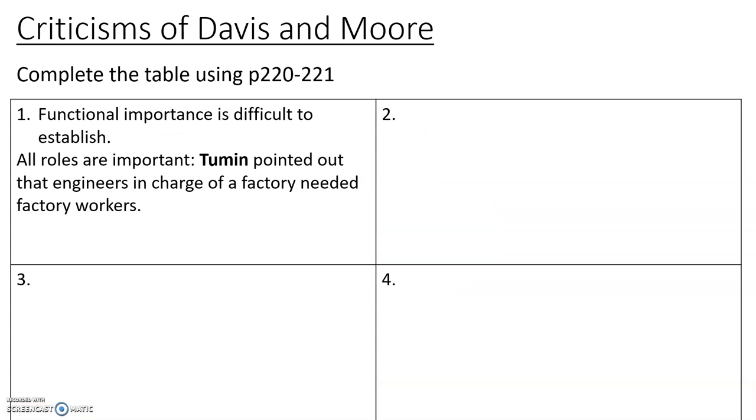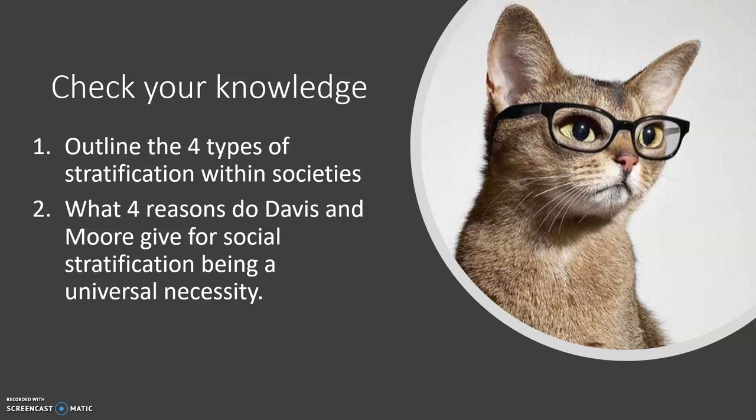What I would like you to do is to come up with 4 criticisms. You can use pages 220 to 221 in the book. I've done a worksheet of this in the shared area for you to use to come up with the 4 criticisms.